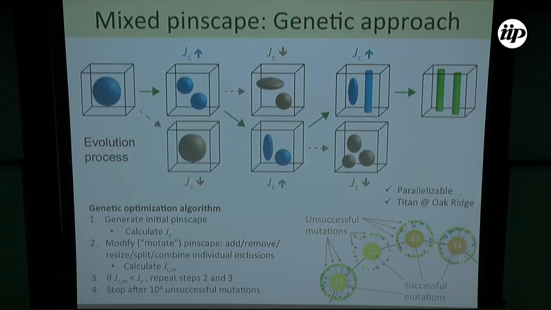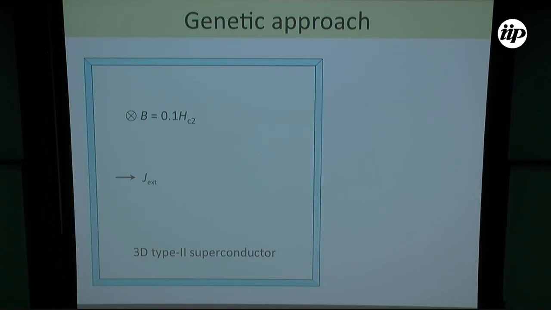In parallel way as well. So let us see how it works. Let us consider the superconductor. It's a 3D type 2 superconductor in a magnetic field applied perpendicular to this plane, and the external current is applied in this way, so horizontally.